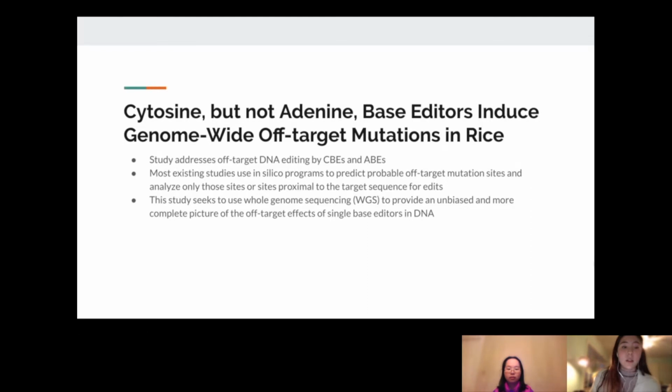This study, "Cytosine but not adenosine base editors induce genome-wide off-target mutations in rice," studies the off-target DNA editing by CBEs and ABEs. Most existing studies use in silico programs to predict probable off-target mutation sites and analyze only those sites, or sites proximal to the target sequence, for these types of mutations. This study seeks to use whole genome sequencing to provide an unbiased and more complete picture of the off-target effects of single base editors in DNA.